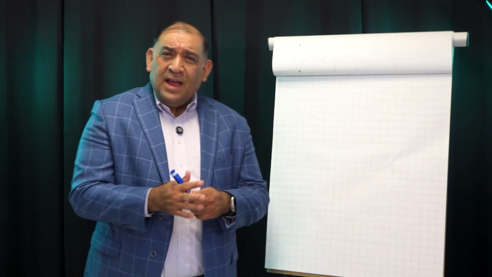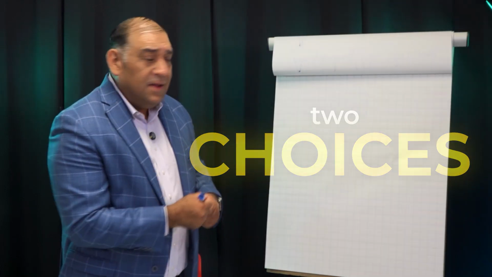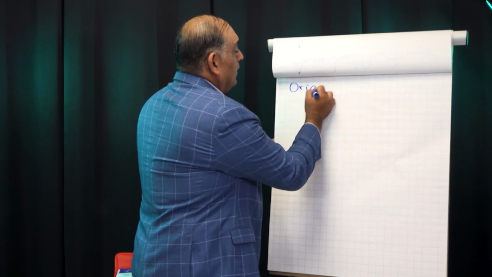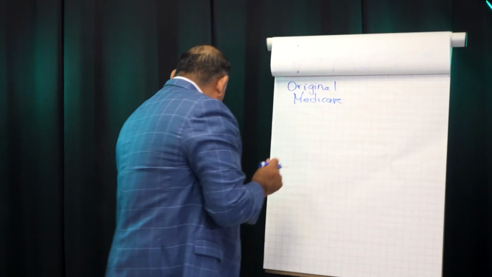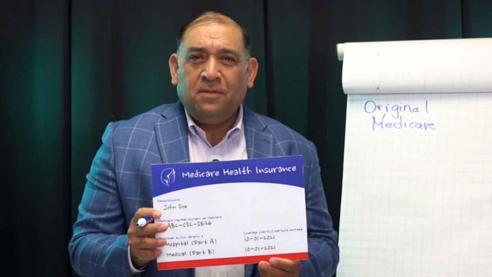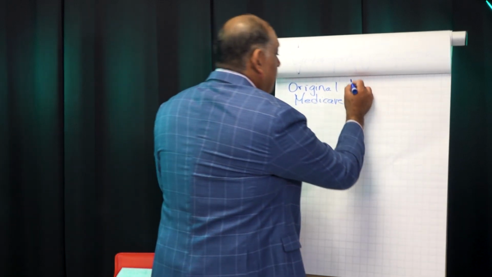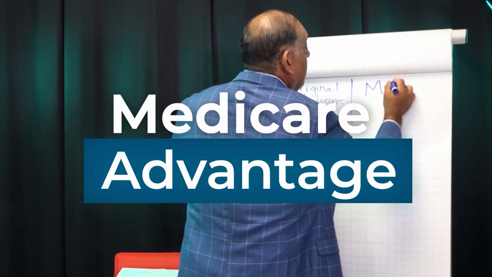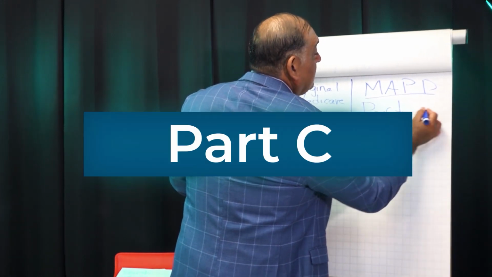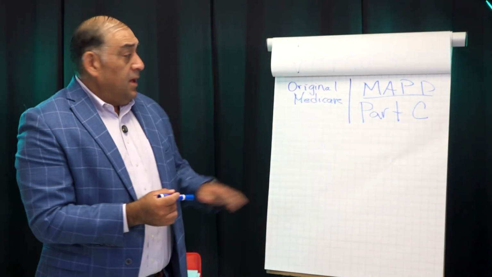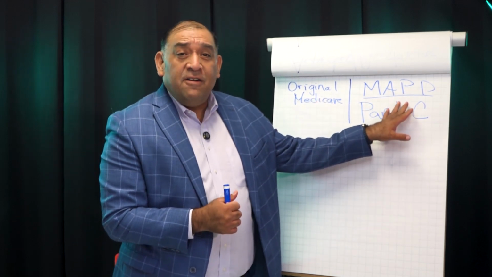But the first subject I have to cover is understanding your Medicare choices. You basically have two choices. You have original Medicare, and in case you're wondering, just a reminder, this is similar to your Medicare card, or you can have this thing called Medicare Advantage. They call it MAPD, but more importantly, they call it Part C of Medicare. So, original Medicare is one option, or you can have Part C of Medicare.